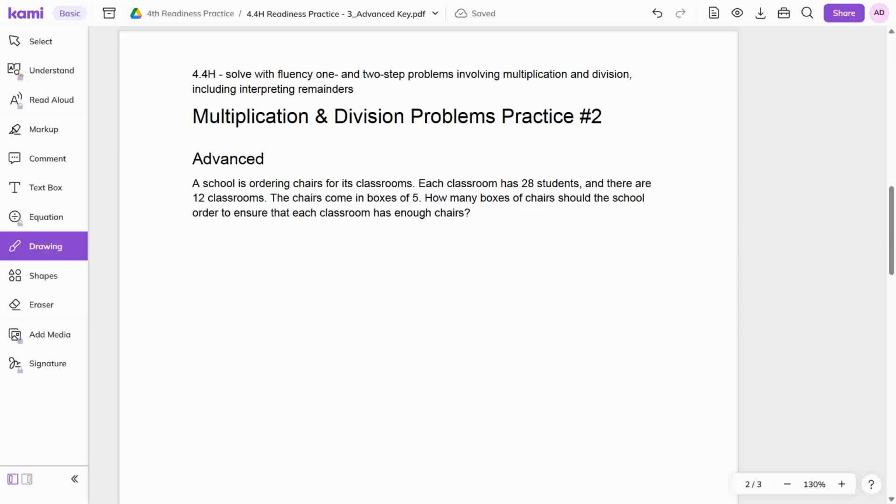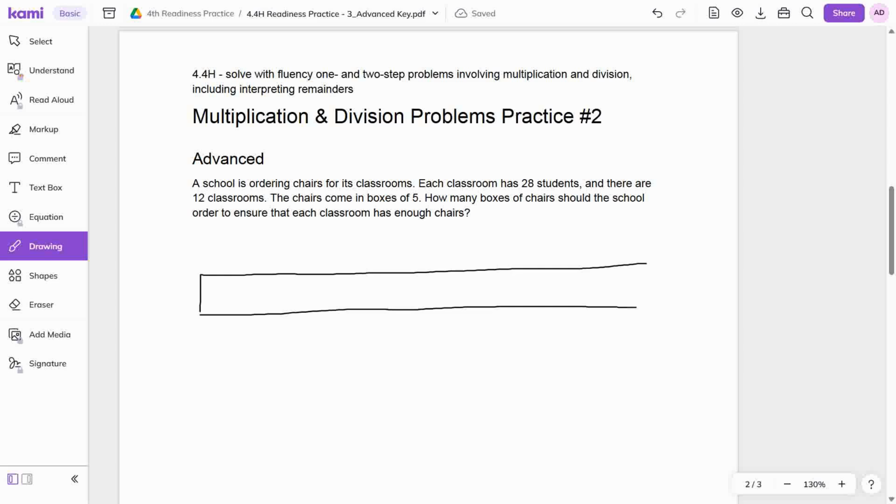For our next problem, we have a school ordering chairs. Each classroom, once again, has 28 students, and there are 12 classrooms. Okay, and so let's set this up here. I'm going to make a really long bar here, and I'm going to make 12 classrooms. Okay, so that's going to be 4 classrooms. Then what I want to do is cut each of these fourths into 3 equal pieces.